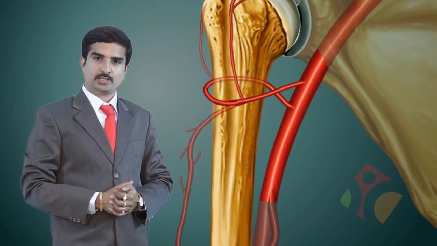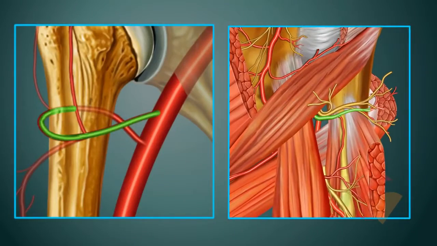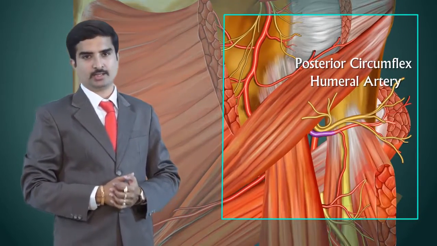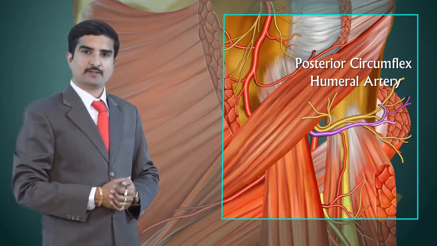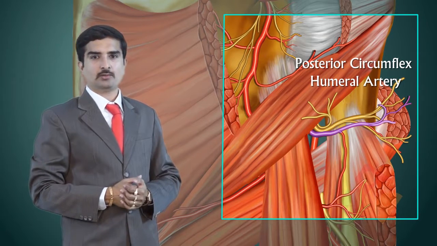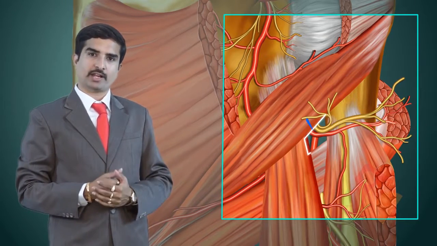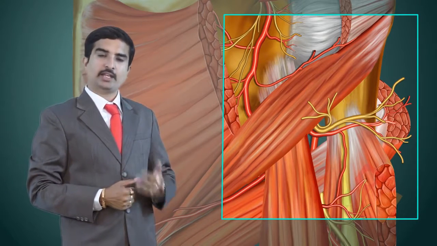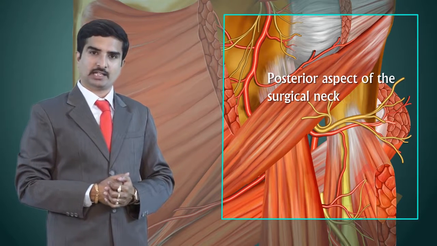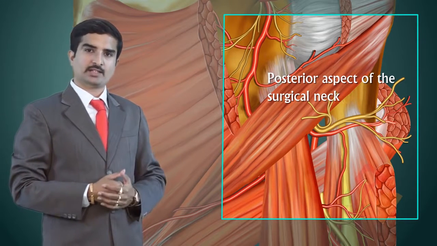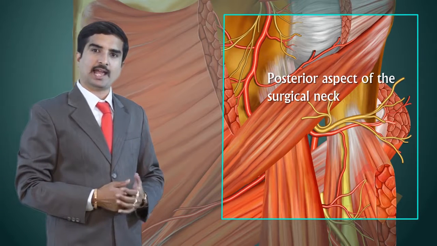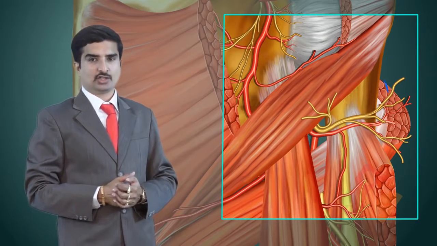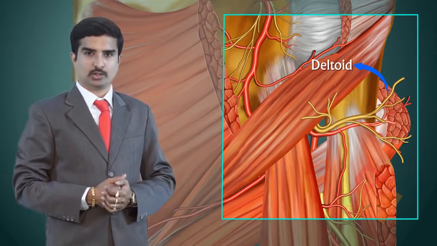At last we are going to discuss the third branch of the third part of the axillary artery, which is the posterior circumflex humeral artery. This posterior circumflex humeral artery passes along with the axillary nerve through the quadrangular space to reach the posterior aspect of the surgical neck, where it crosses the posterior aspect of the surgical neck by winding around the surgical neck and finally anastomoses with the anterior circumflex humeral artery. And here it gives off a branch to supply the deltoid as well as the shoulder joint.